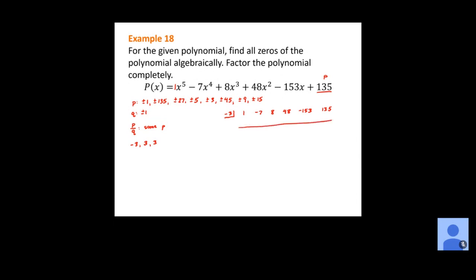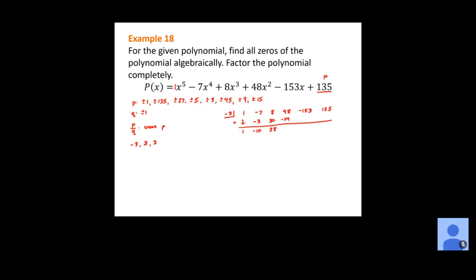All right, first step with synthetic division, remember we're going to bring down that first term, so bring down the 1. Now we multiply. 1 times -3 should give us -3. This is always going to be addition here. -7 plus -3 is -10. -10 times -3 is +30. 8 plus 30 is 38. 38 times -3 should give us a -114.